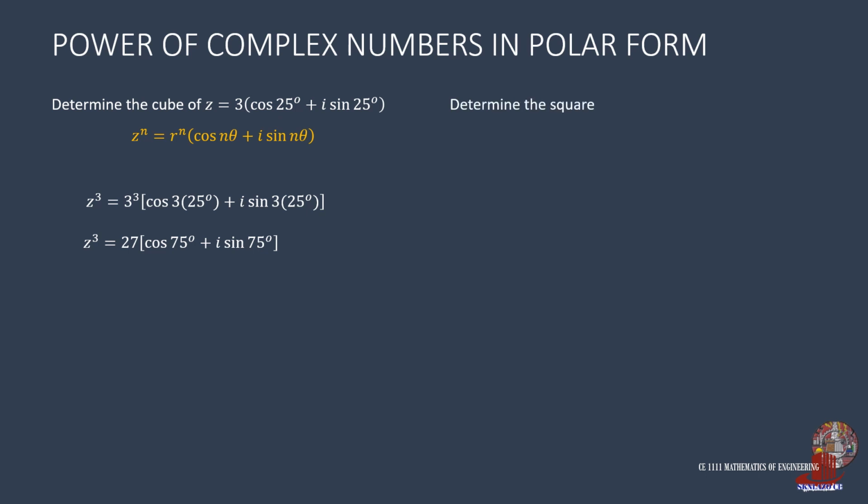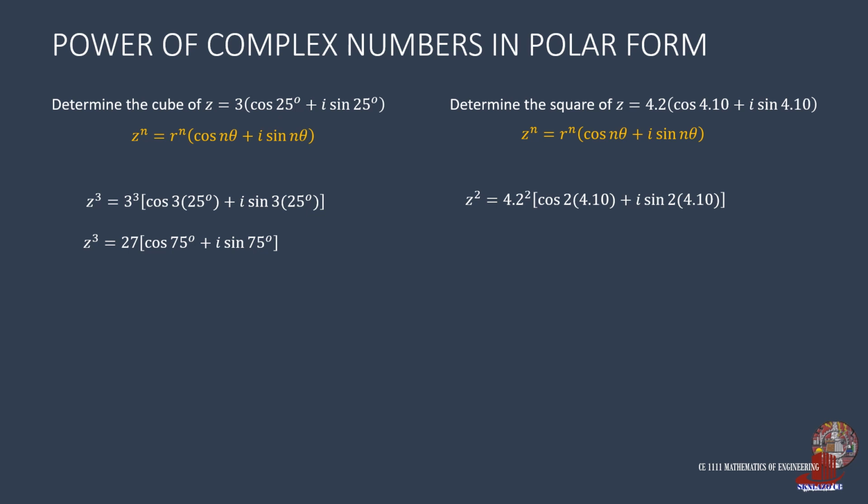Another example is with z equal to 4.2(cos 4.1 + i sin 4.1). Note that the second example uses radians. Nevertheless, that will only matter if we compute for the rectangular form. So z^2 is the square of 4.2 times cosine of twice of 4.1 plus i sine of twice of 4.1. z^2 becomes 17.64 times (cos 8.2 + i sin 8.2).